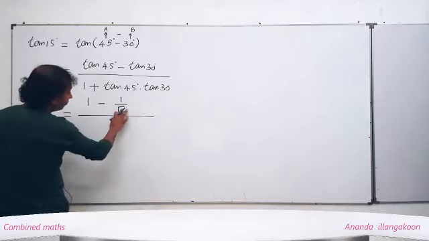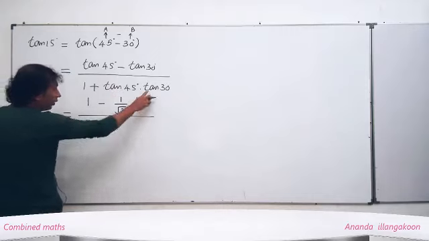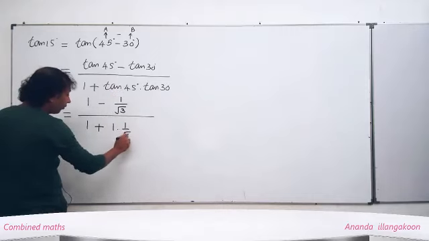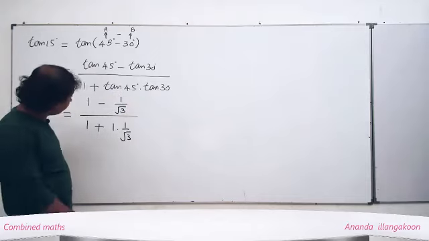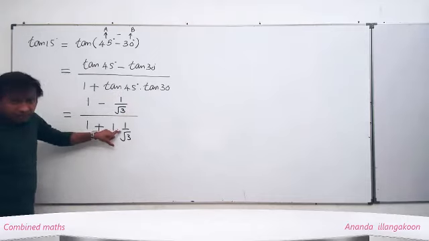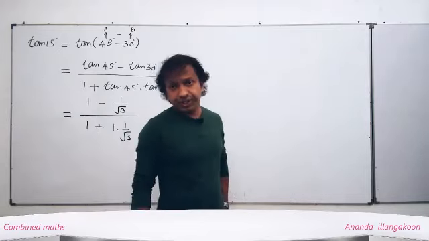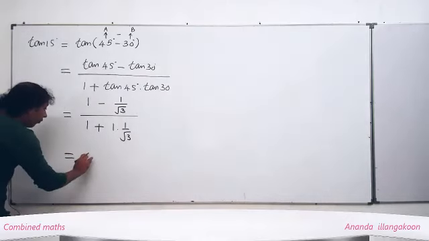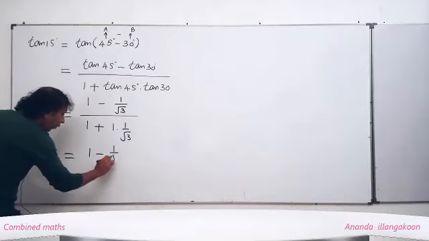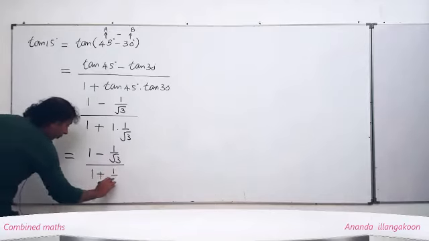Right? 1 plus tan 45, 1 into tan 30, 1 over root 3. Okay? People, 1 multiplied by something is the same thing, because when you multiply something by 1, it won't change. Okay? Now we get this one, people, right? 1 minus 1 over root 3 divided by 1 plus 1 over root 3.